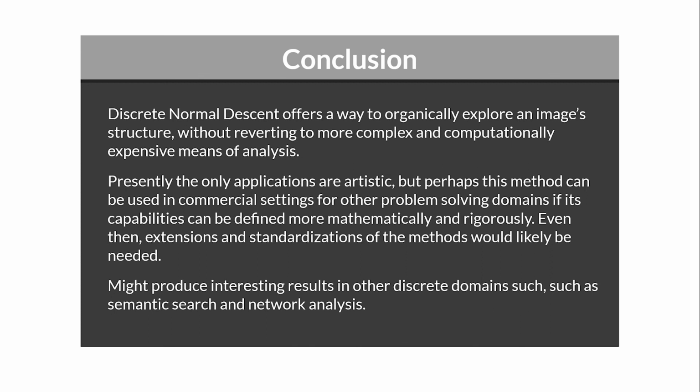I was also thinking that, in its current state, it might produce some interesting results in other discrete domains, such as semantic search or network analysis, the only requirement being that you would need some way to measure the quote-unquote normal force in those domains. You could probably do it in network analysis based on the network topology and the network flow and whatnot, so you could probably apply it to network analysis pretty easily. I would be very interested to see someone apply this method to semantic search. That would be pretty cool in my opinion.